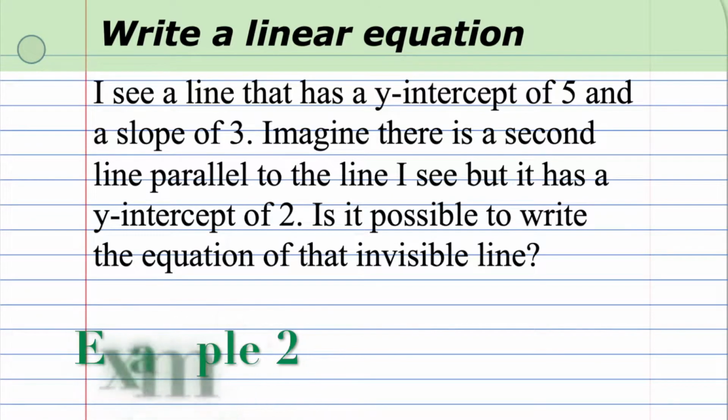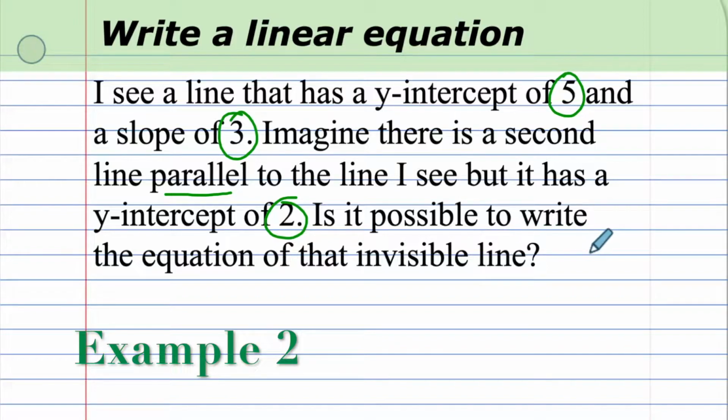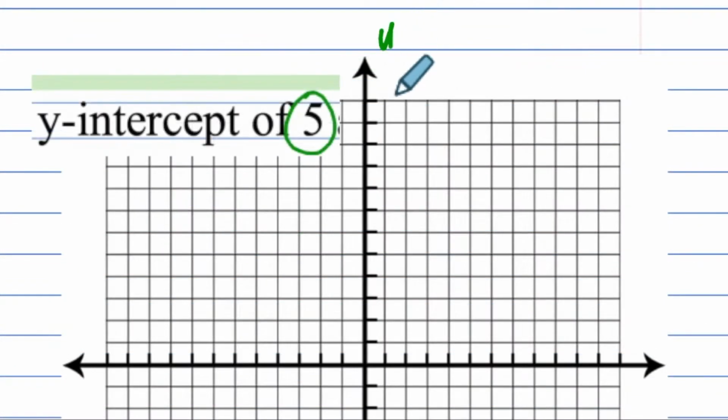I see a line that has a y-intercept of 5 and a slope of 3. Imagine there's a second line parallel to the line I see, but it has a y-intercept of 2. Is it possible to write the equation of that invisible line? The y-intercept is 1, 2, 3, 4, 5. The point is 0, 5.